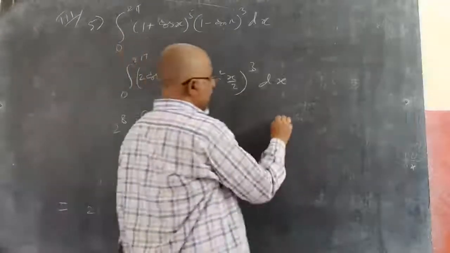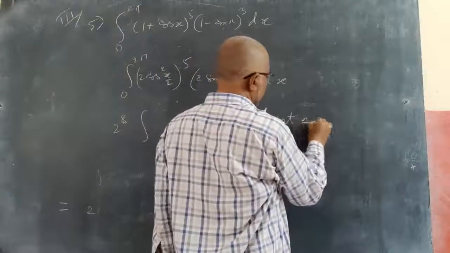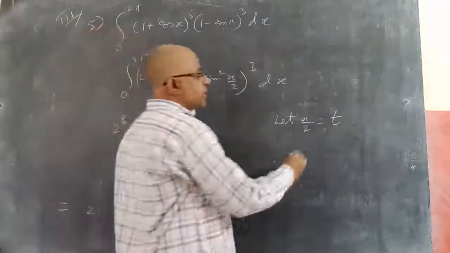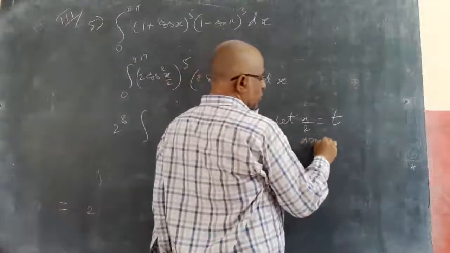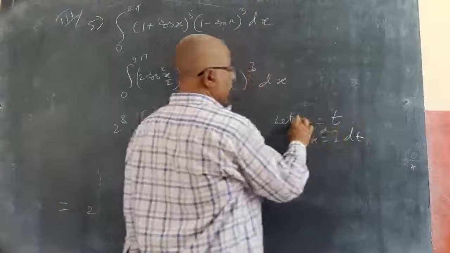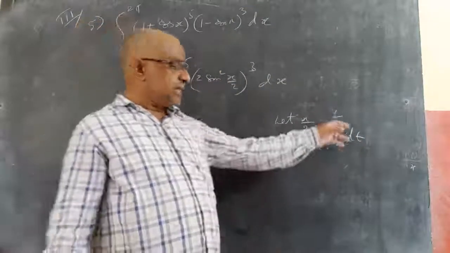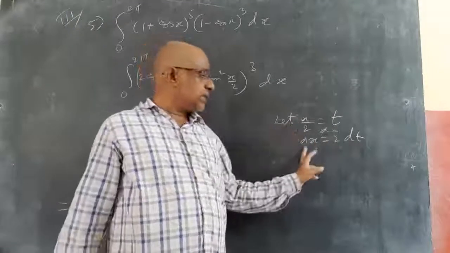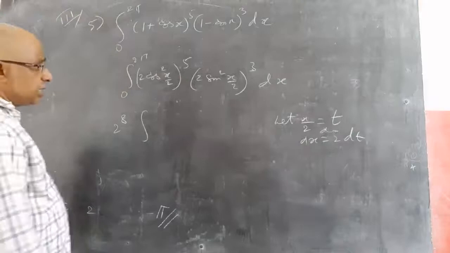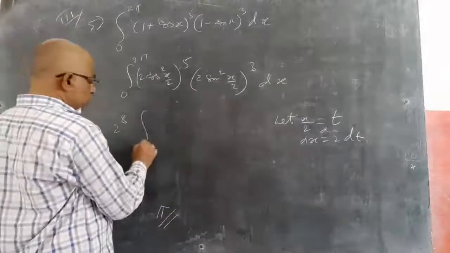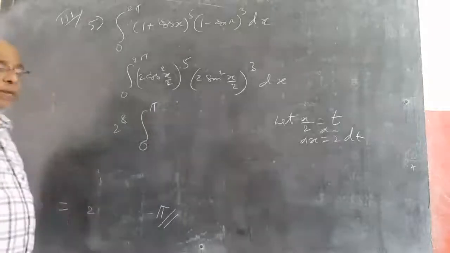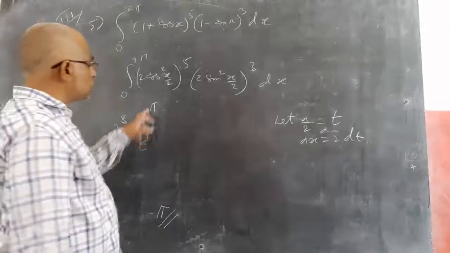Now let x by 2 equal to t. If I differentiate, 1 by 2 is dt by dx. Dx to this side, 2 to that side. So dx equal to 2 dt. And the limits: 0 by 2 is 0 only, but 2 pi by 2 is pi. So I am changing the limits to 0 to pi.